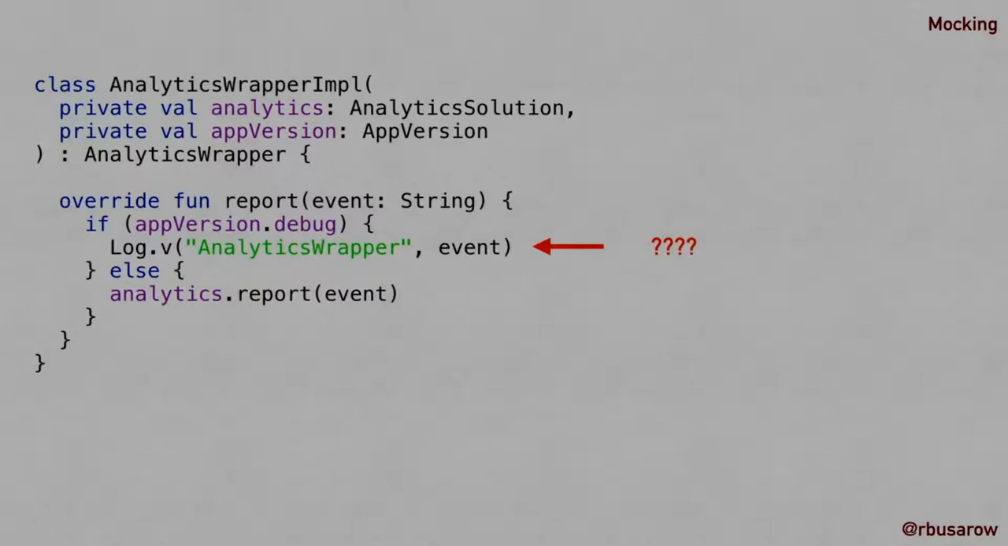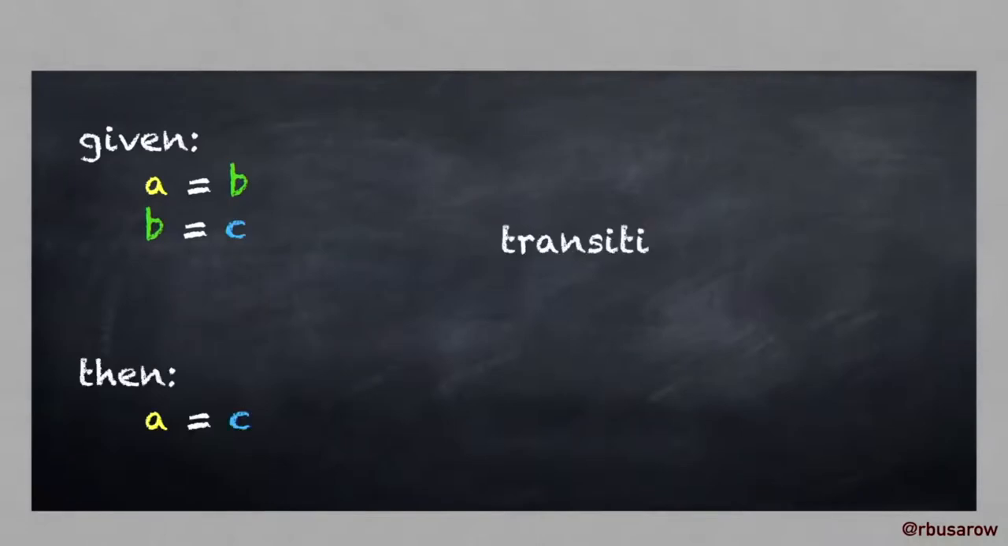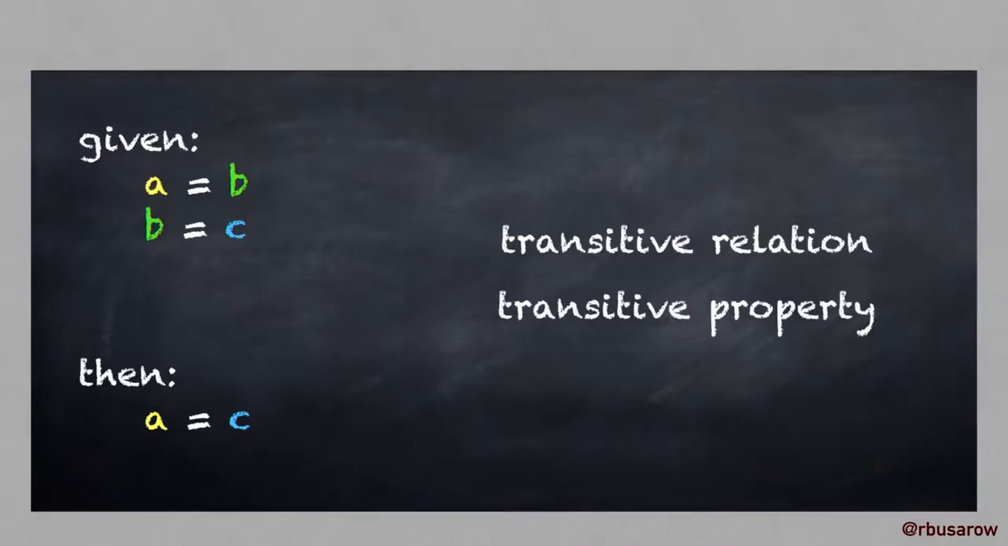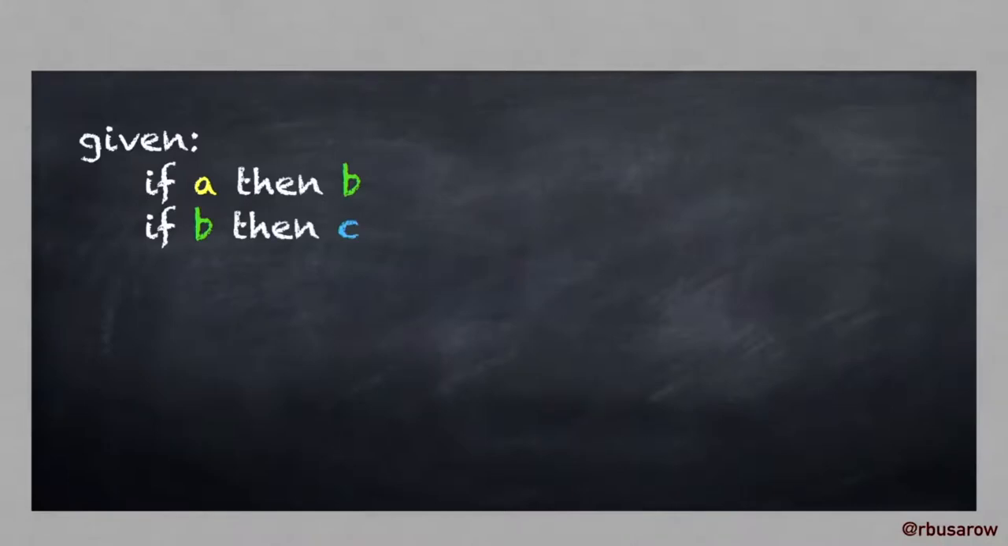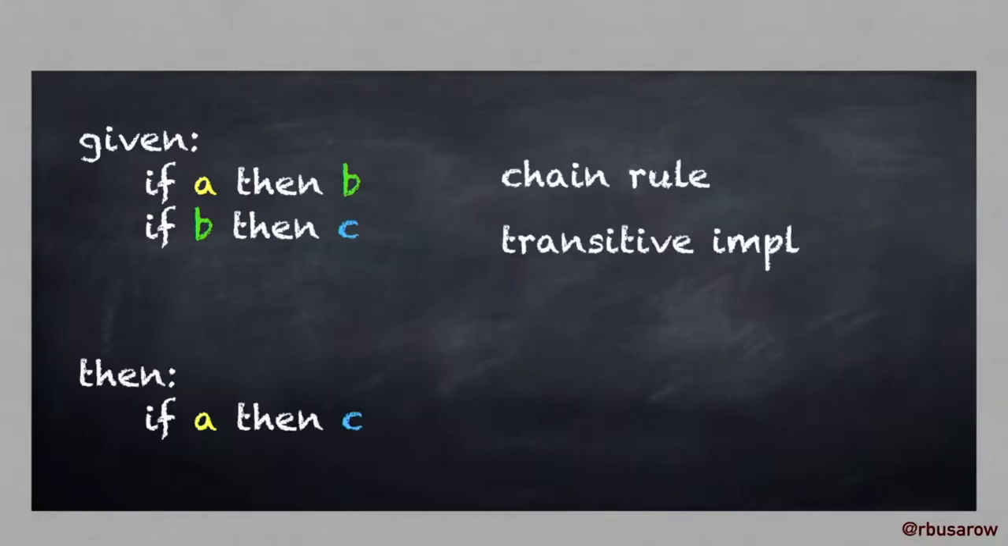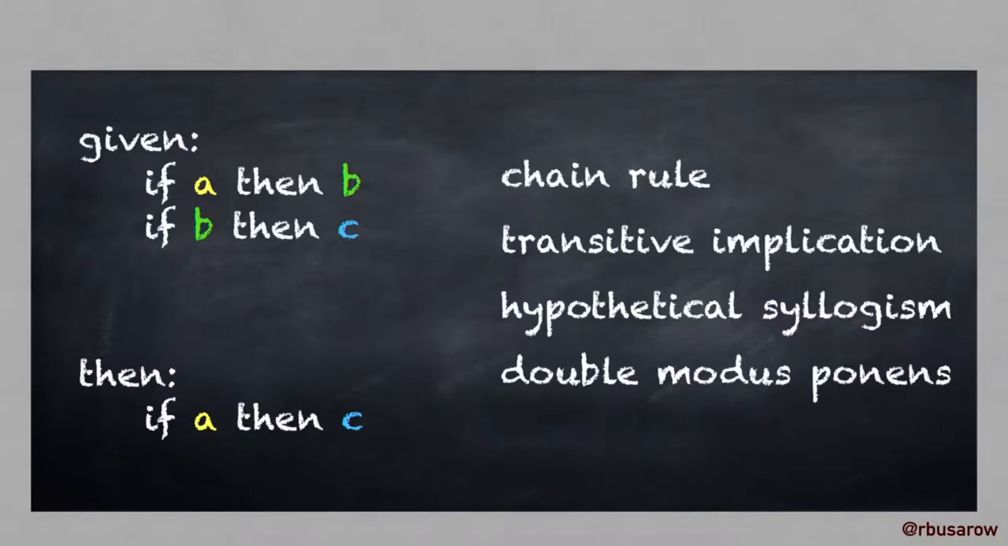But we have all been through middle school. So in middle school, we were told that if you have some variable A, which equals B, and B equals C, then A equals C. This is called a transitive relation or a transitive property. And we were refreshed on this when we took formal logic or discrete math or any of those classes. And we were told that if you have some A, which then leads to B and B leads to C, then you can say that A leads to C. This is called chain rule most often. Otherwise, other names are transitive implication, hypothetical syllogism, double modus ponens.